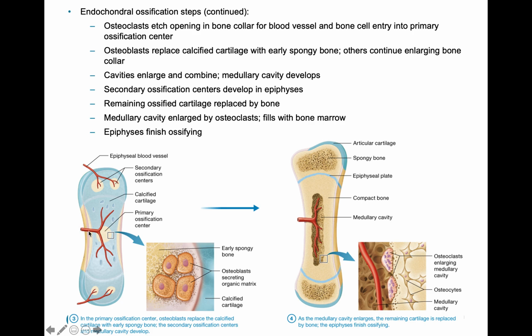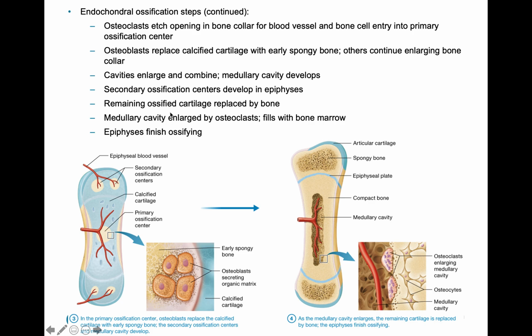So osteoclasts carve a hole in the bone collar, blood vessels enter, forming the primary ossification center. Okay? These blood vessels bring nutrients, but they also bring bone cells like osteoblasts and osteoclasts. Osteoblasts are going to start laying down bone around these blood vessels, so we see spongy bone forming in what will eventually become the diaphysis. What do the osteoclasts do? The osteoclasts will start to carve away the majority of that spongy bone, forming the medullary cavity in what will eventually become the diaphysis. All right?